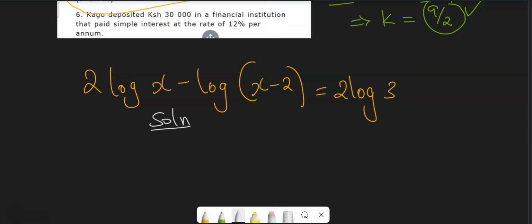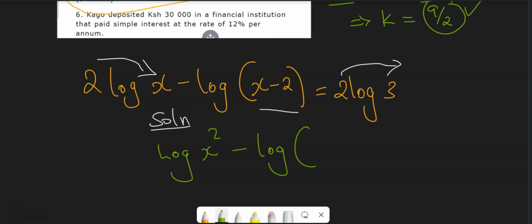So 2 log x minus 2 equals 2 log 3. So it's a simple one. We need to shift this 2 into an exponent. This, we leave it that way. Then also this 2 into an exponent. So that gives us log x squared minus log of x minus 2 equals log 3 squared. So that's how we've simplified it further.